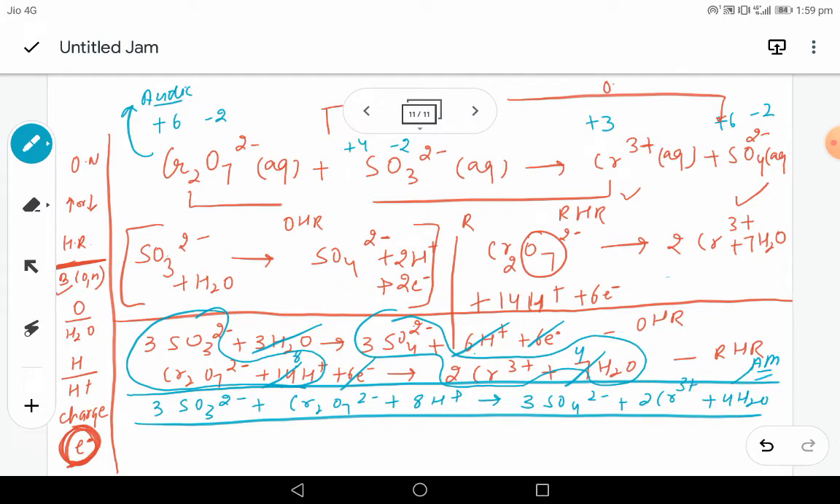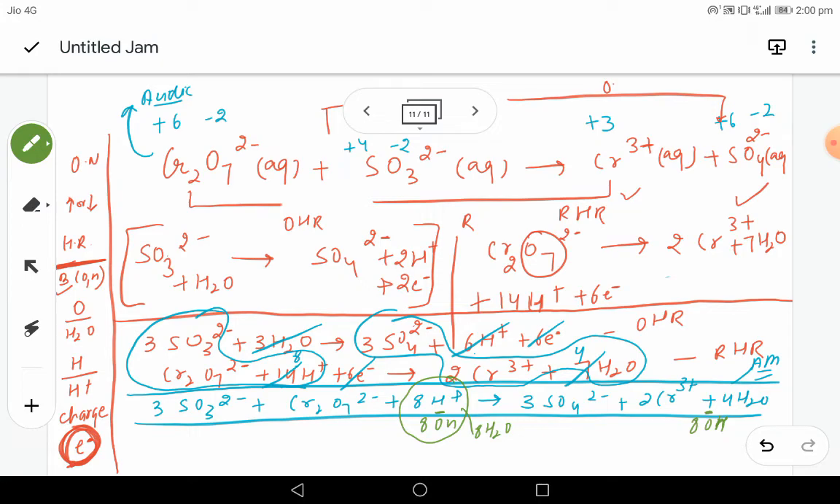But suppose that they say to balance it in the basic medium. Now for the basic medium, you just have to see how many H positive ions are there. Add an equal number of OH negative ions on both sides. So I will add 8 OH negative ions on the reactant side, as well as 8 OH negative ions on the product side also. So this 8H positive and this 8 OH negative will be nothing but 8H2O. We are doing it in mental calculations.